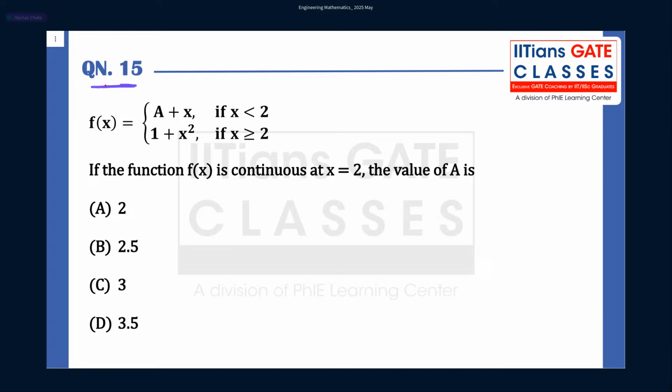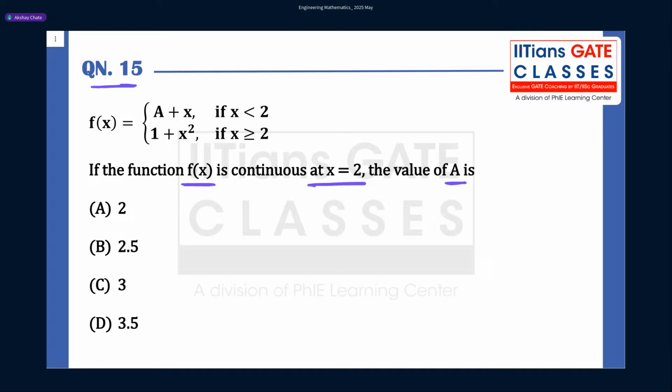This is a question where they have given you a function, and the definition of the function is a plus x when x is less than 2, and it is 1 plus x square when x is greater than 2. This value of a is a constant, because all the options are constant values. What they're asking is, if the function f of x is continuous at x equal to 2, you need to find the value of a. This is a question from the limits, continuity, and differentiability topic of calculus.